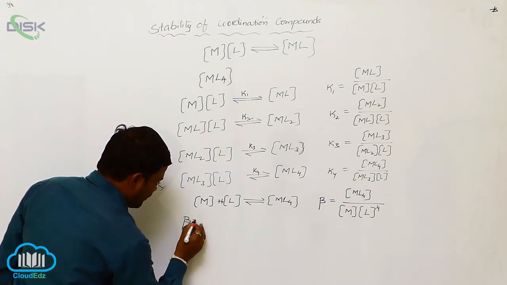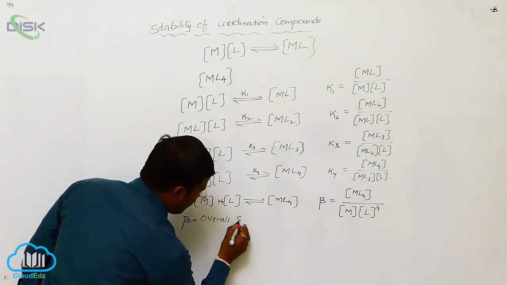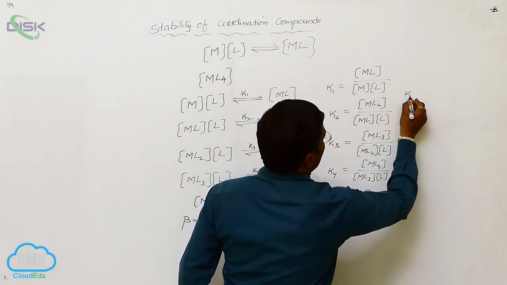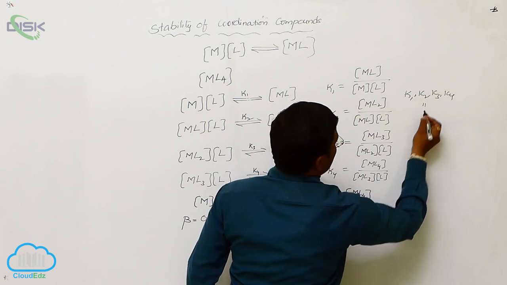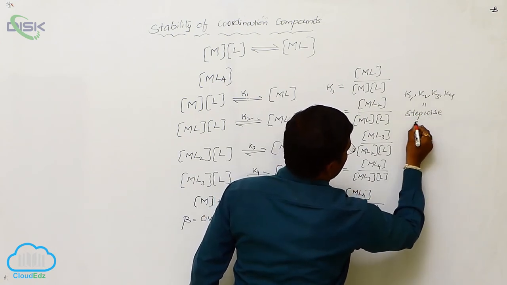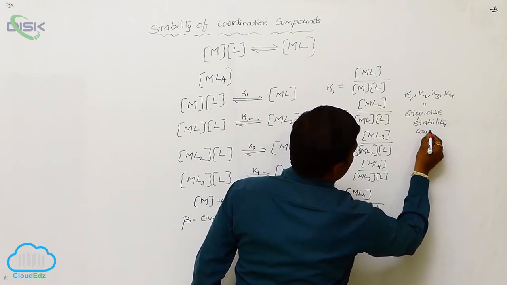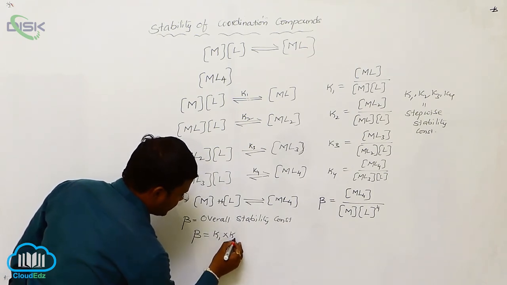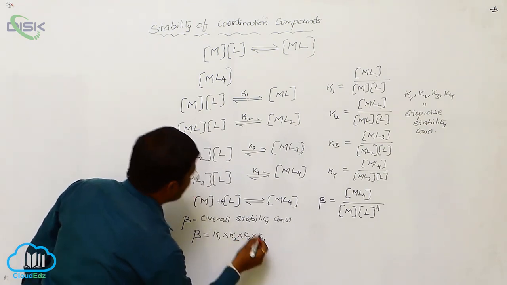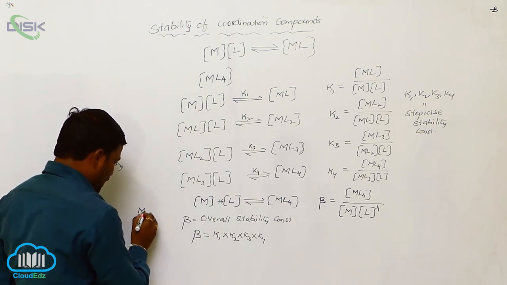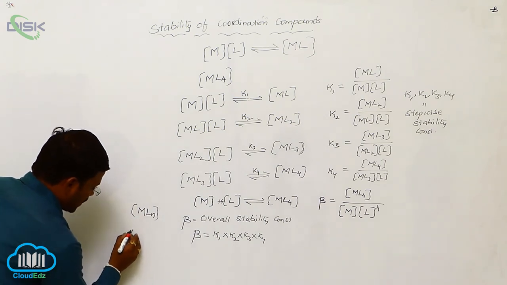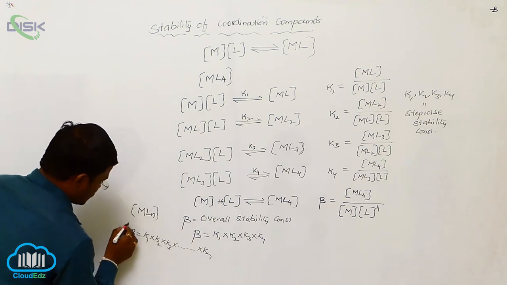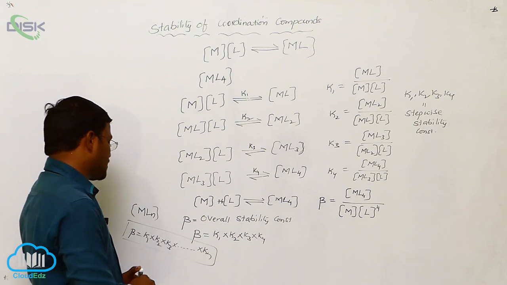Beta is called the overall stability constant, whereas K1, K2, K3, K4 are called stepwise stability constants. We can calculate the overall stability constant from the stepwise stability constants as K1 into K2 into K3 into K4 in the case of the ML4 complex. But in the case of MLn complexes, the overall stability constant beta equals K1 into K2 into K3 up to Kn. So this equation is useful to derive the overall stability constant from the stepwise stability constants.